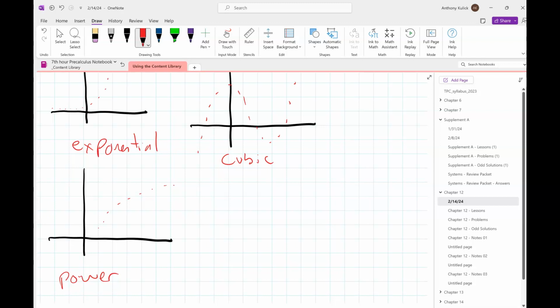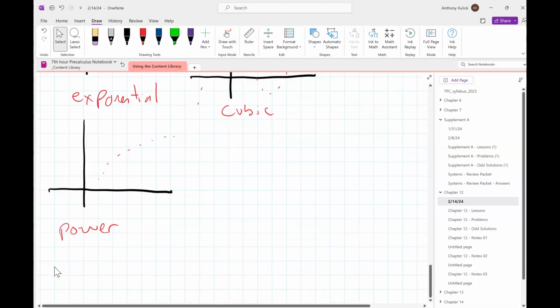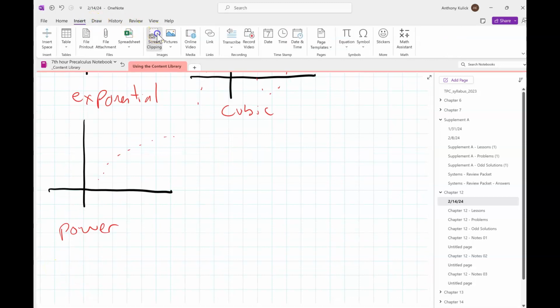But we probably haven't talked a lot about power functions. Maybe if you're in the honors class for Algebra 2, you did briefly, but probably not in the regular one. So let's talk about what we mean by a power function.